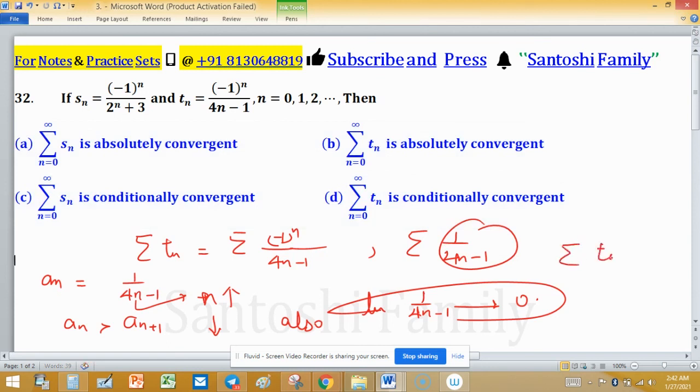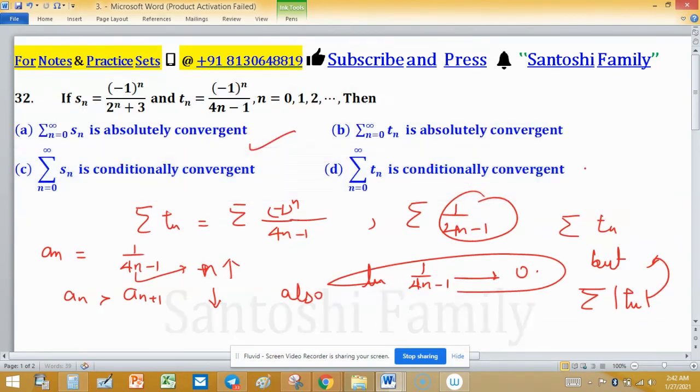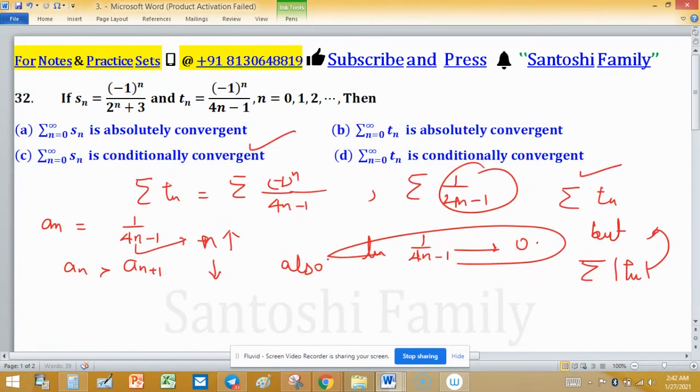Summation Tn is convergent, but its absolute value, the mod of Tn, is not convergent. So it is conditionally convergent. So options A and D are true here. B and C are false. So this one is the right choice and this one is also the right choice.